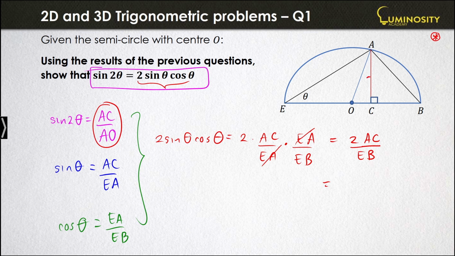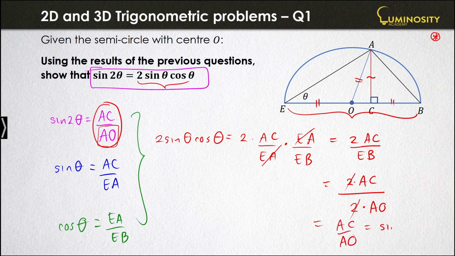AC is this line here, and EB is this entire line here, the diameter. But the diameter, we know, is 2 times the radius. So it's 2AC divided by 2 times the radius. But which radius length am I going to choose? Because there are 3 of them I can choose: EO, OA, or OB. But can you see in this expression here, we have AO. So let's use AO as the radius length in this question. Now the 2's will divide each other out, and we're left with AC over AO. But that's exactly equal to sine 2 theta in the given expression that we created.